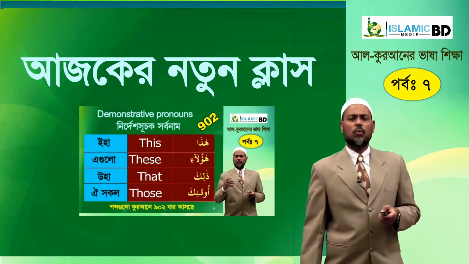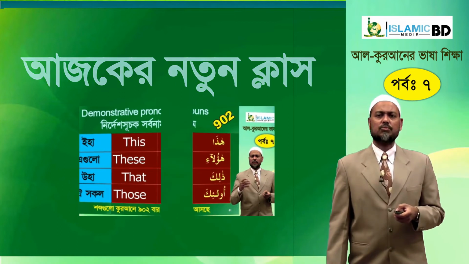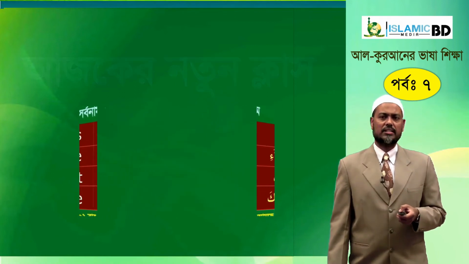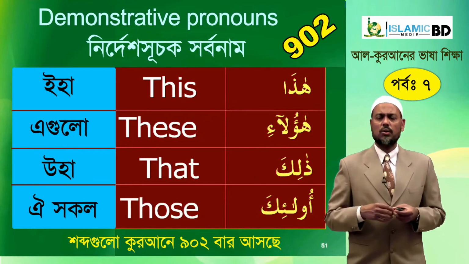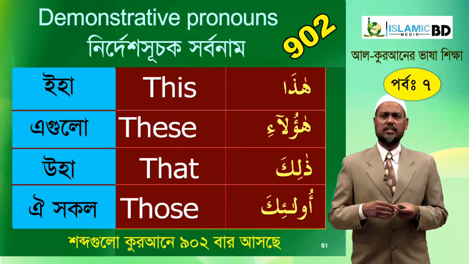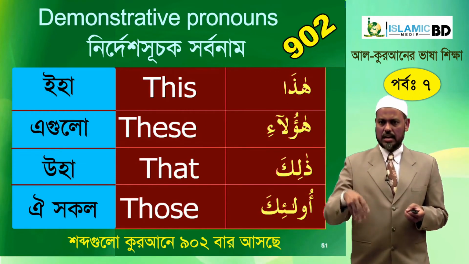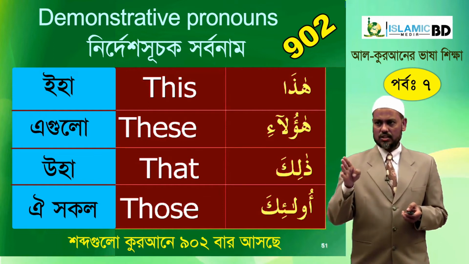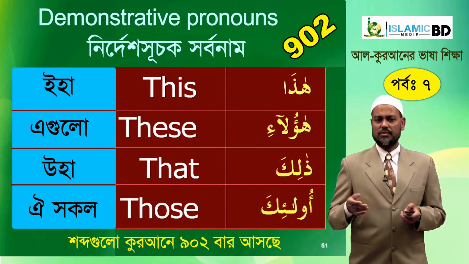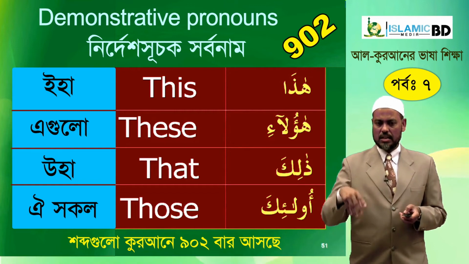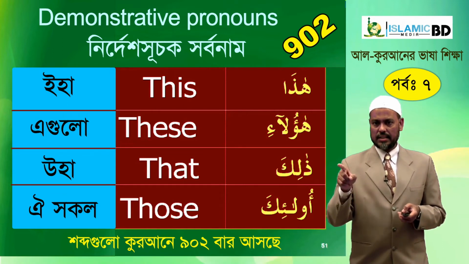But let me tell you one very important thing when it comes to prepositions and these letters. Last time we learned 4 words which come in the Quran 900 times, which is hadha, this, haulai, these, dhalika, that, ulaika, those. Can you repeat after me? Hadha, this, haulai, these, dhalika, that, ulaika, those.